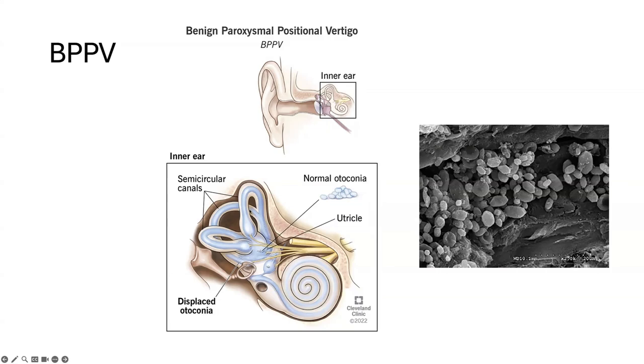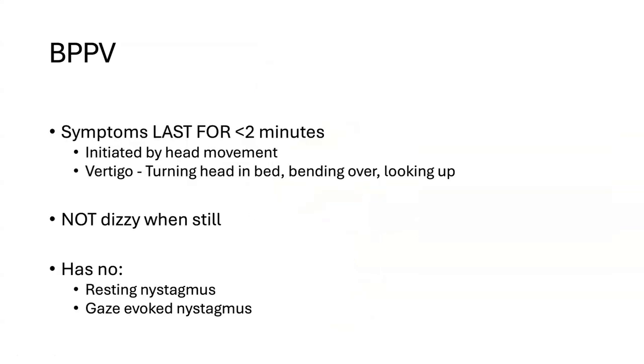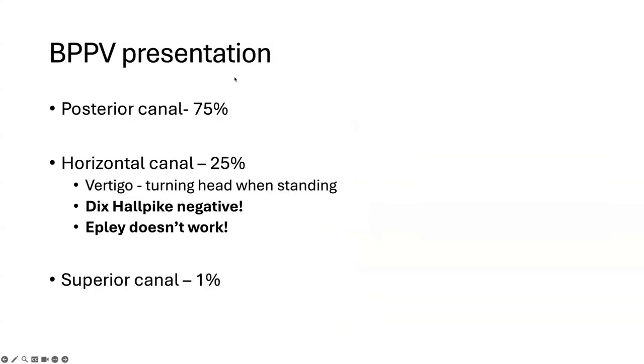But as you know, there's also the horizontal canal, and there's the vertical canal. So I'm just going to jump to the next slide. So the posterior canal BPPV is 75% of the time, which is the vast majority. But 25% of the time we will be getting a horizontal canal.